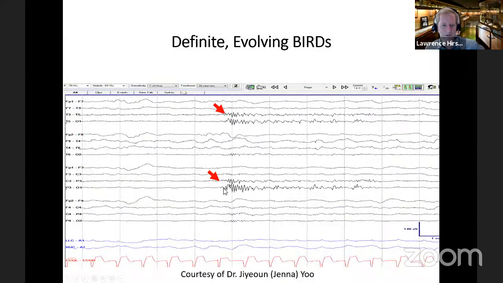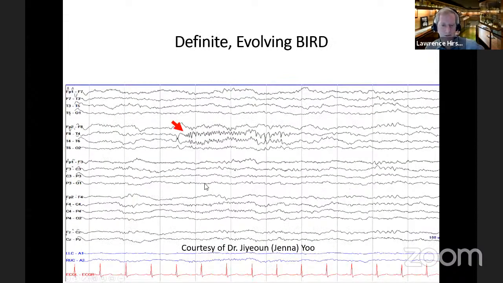Here's some other ones. These are birds with some evolution. So these would be definite or evolving birds. Here's another one, much shorter, but still starts faster and gradually slows down. We qualify it as an evolving bird as well.